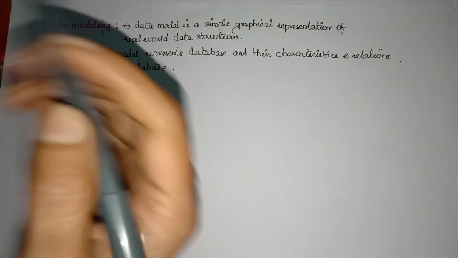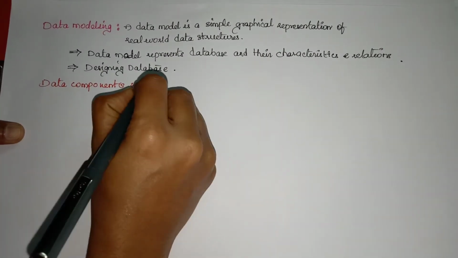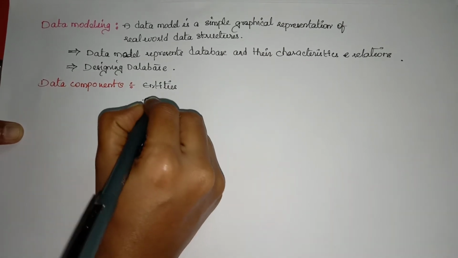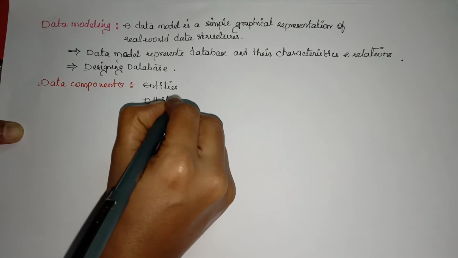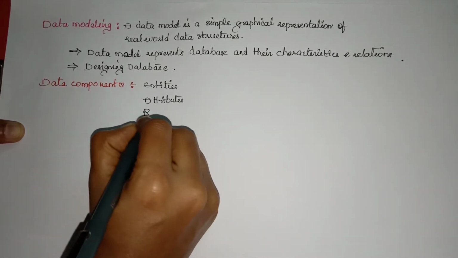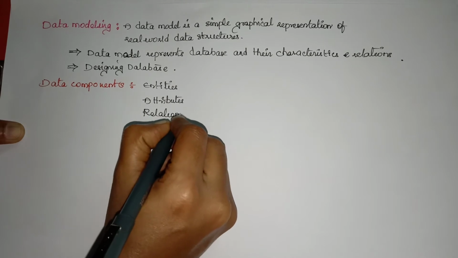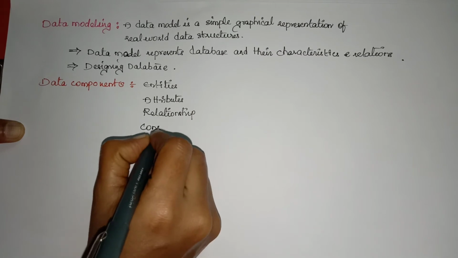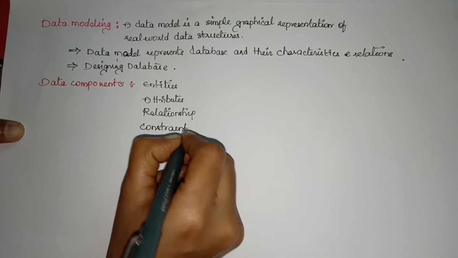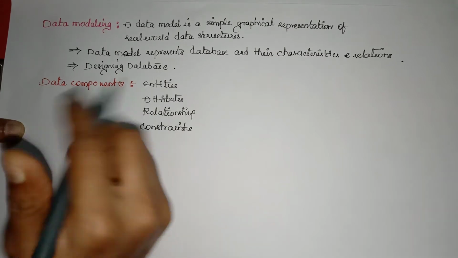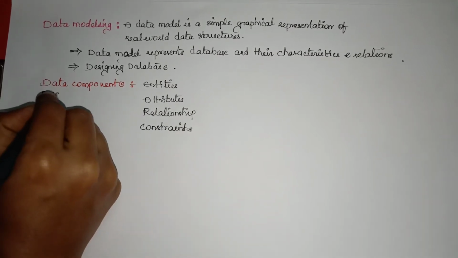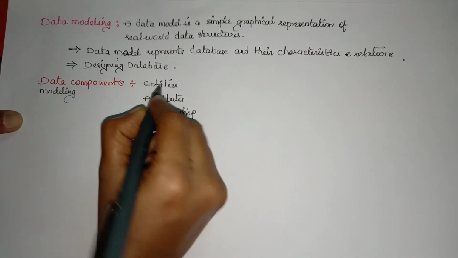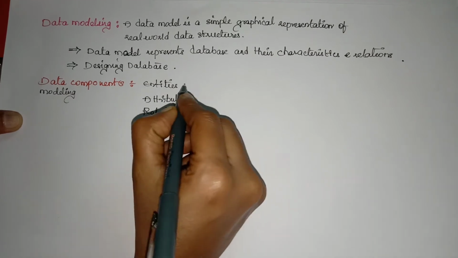They are entities, attributes, relationship, constraints. These are the major building blocks or major components of data modeling. While doing the graphical representation of the data, we follow these major components.